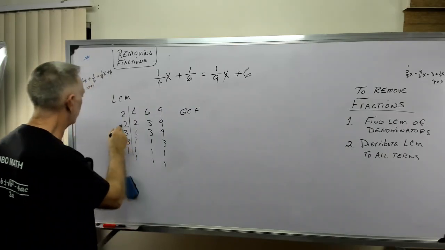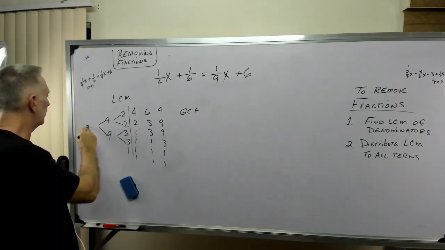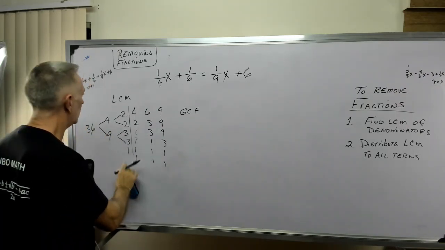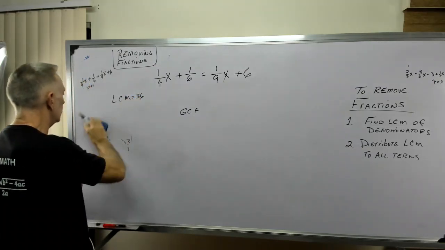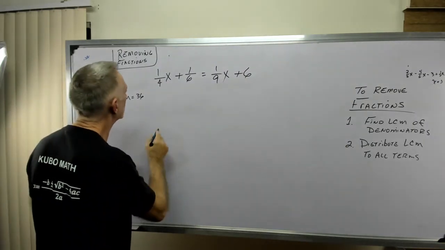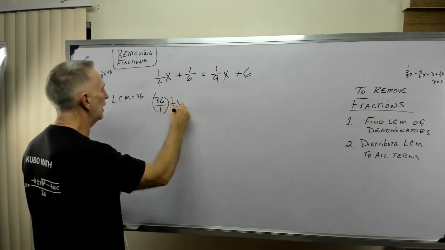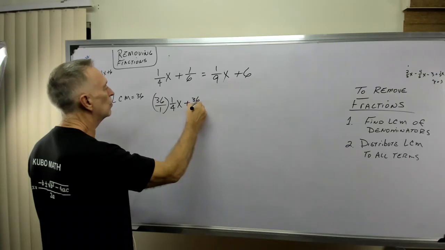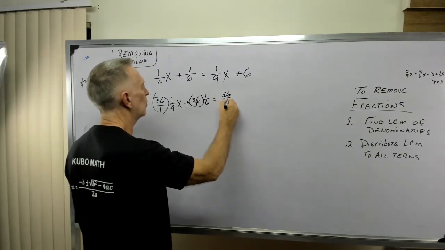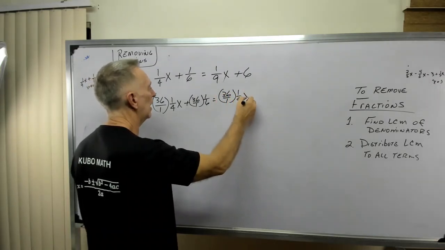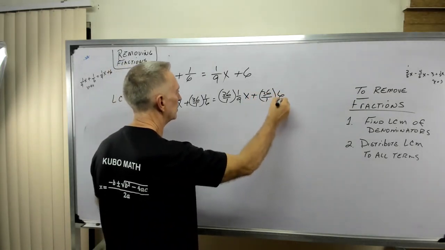Okay, so what do we have here? 2 times 2 is 4. 3 times 3 is 9. 9 times 4 is 36. All right, so our least common multiple is 36. Okay, now then I have 36 over 1 times 1 over 4x plus 36 over 1 times 1 over 6. And that equals 36 over 1 times 1 over 9x plus 36 over 1 times 6.